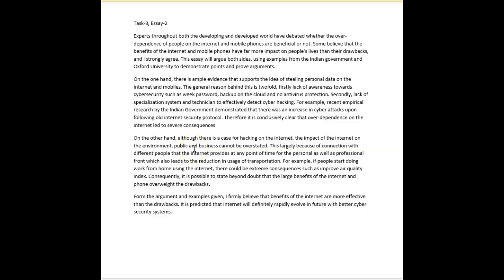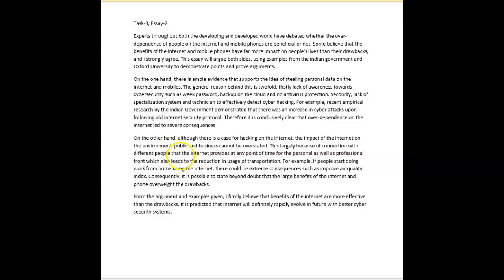Okay, now here, again, I thought you had some interesting ideas. I just don't believe that you developed them enough. So again, let's talk about this. Remember that we're talking about dependence, being dependent on the internet and phone. And this is the part that everyone gets wrong. What they do instead is they talk about why the internet is good, why the internet is bad. But this is far more specific.